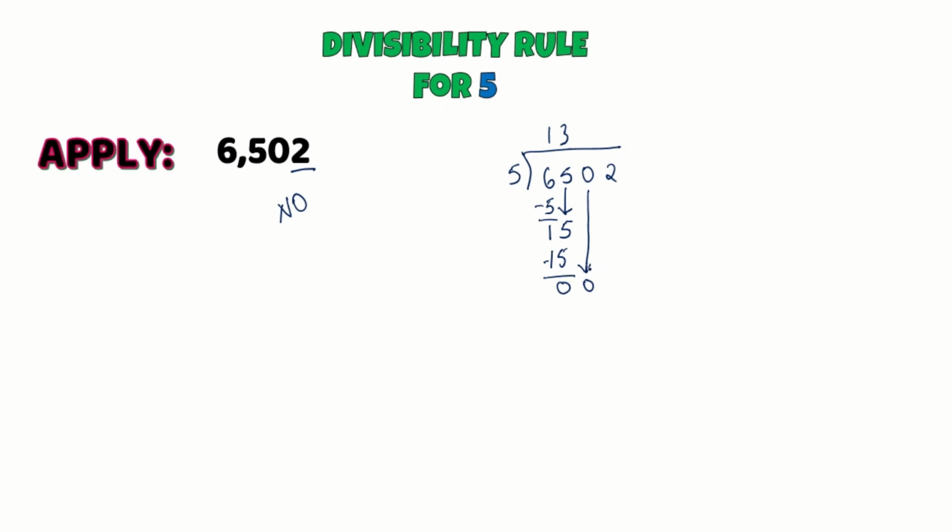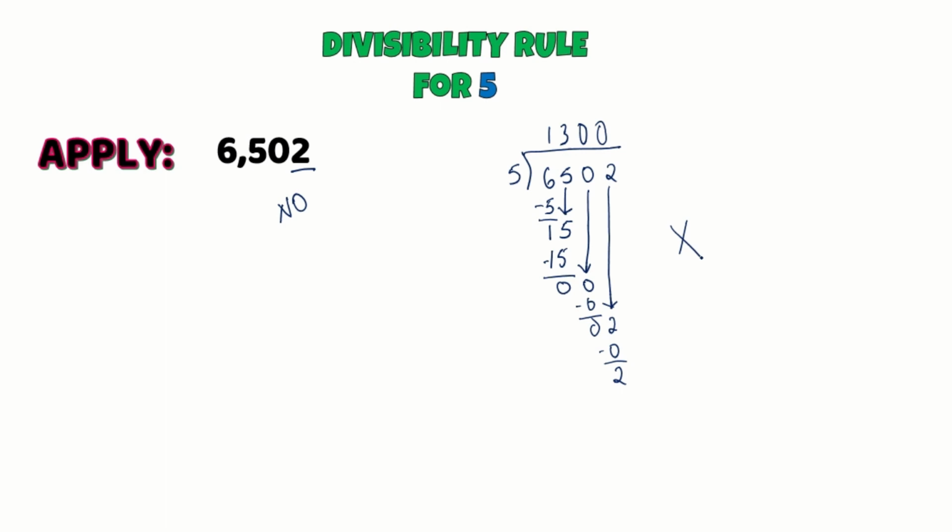So 5 goes into 0 0 times. 0 times 5 is 0, and 0 minus 0 is 0. We're going to bring down our last digit, which is 2. 5 divides into 2 0 times. 0 times 5 is 0, and 2 minus 0 is 2.